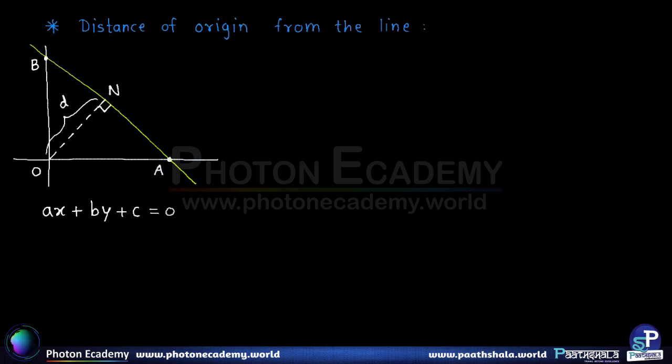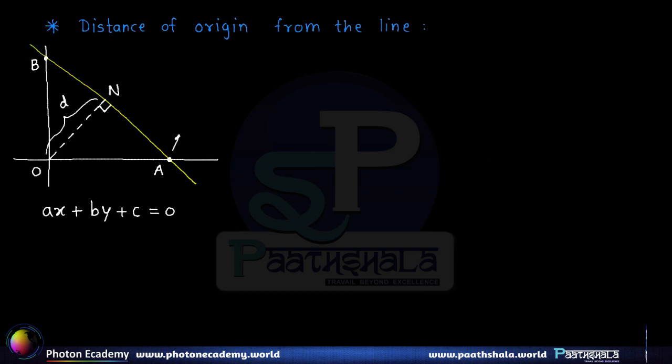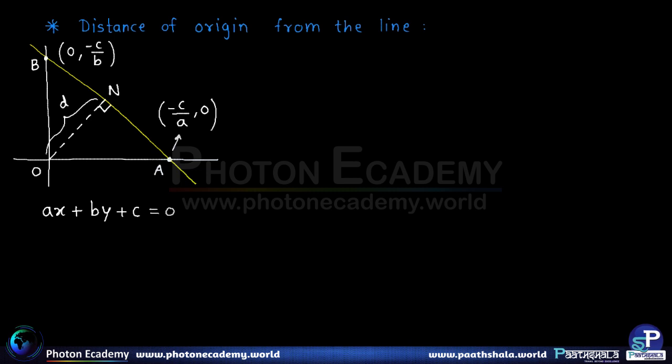Now here if you consider the general equation of the line, then we know that the coordinates of point A, which represent nothing but the x-intercept of the line, right? And we have seen that the x-intercept is given by minus c by a. So minus c by a comma 0 are coordinates of point A, and 0 comma minus c by b are the coordinates of point B, which indicates the y-intercept of the line.